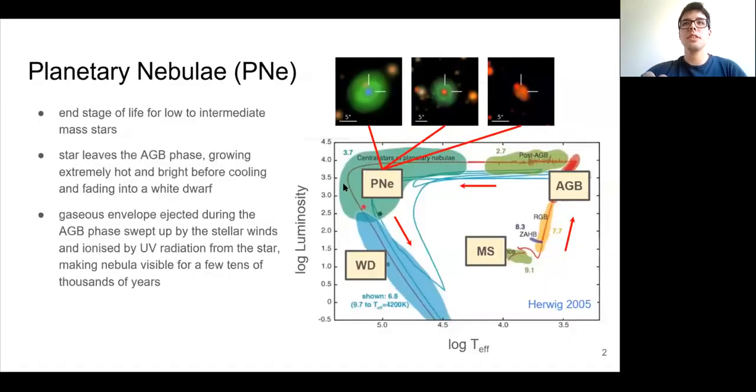Okay, so the textbook scenario for planetary nebulae is that they're the stage of life for stars between 1 and 8 solar masses. After the star leaves the AGB phase, it grows hotter and brighter before ultimately cooling and fading into a white dwarf. And the ultraviolet light from this hot star ionizes the expanding shell of gas that was ejected during the preceding phase, and that appears as a planetary nebula.